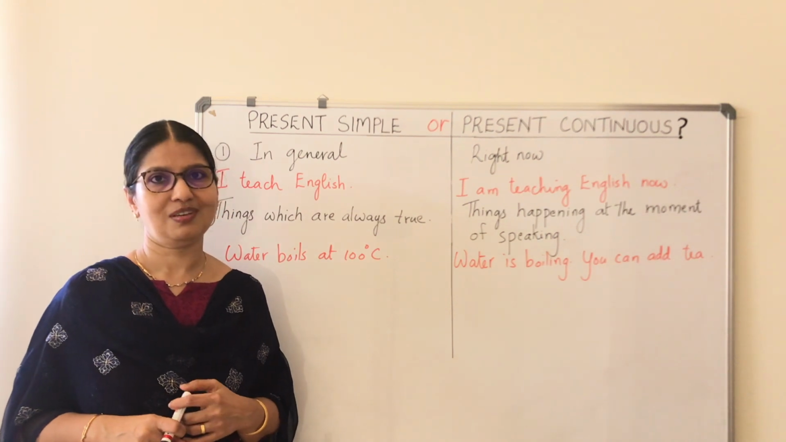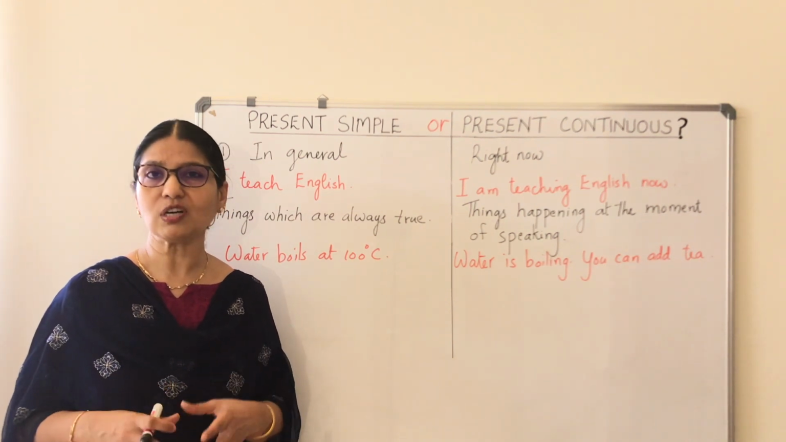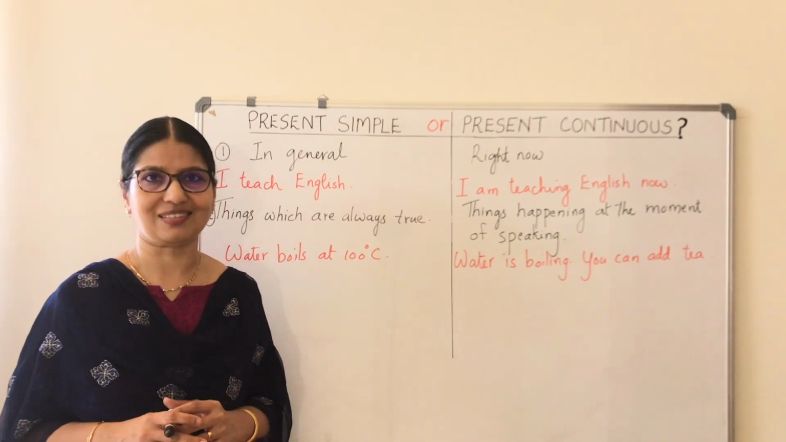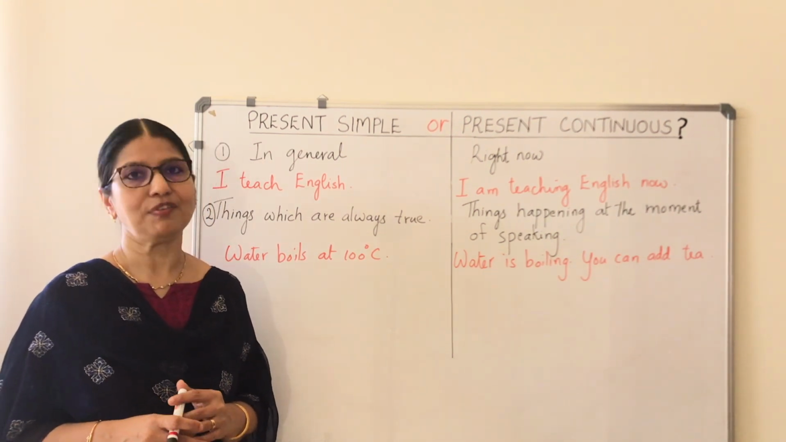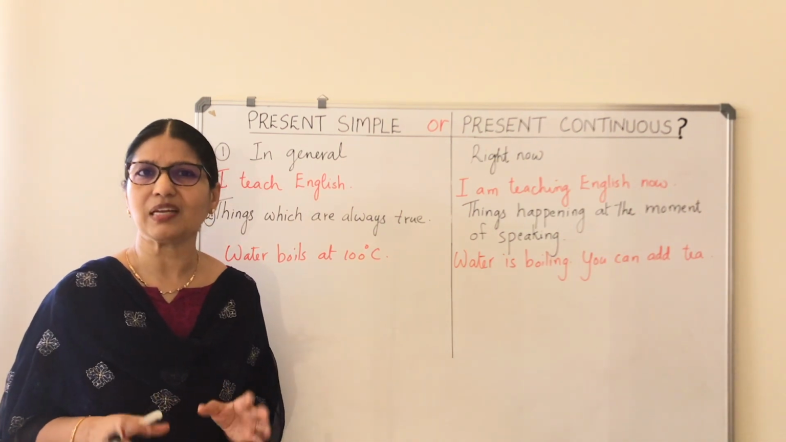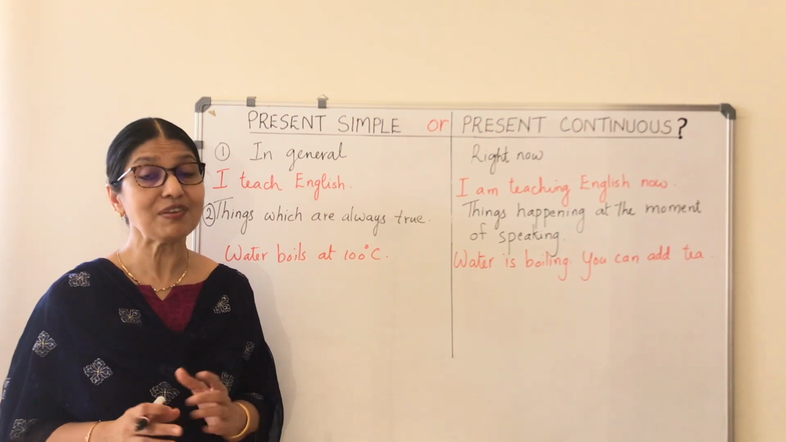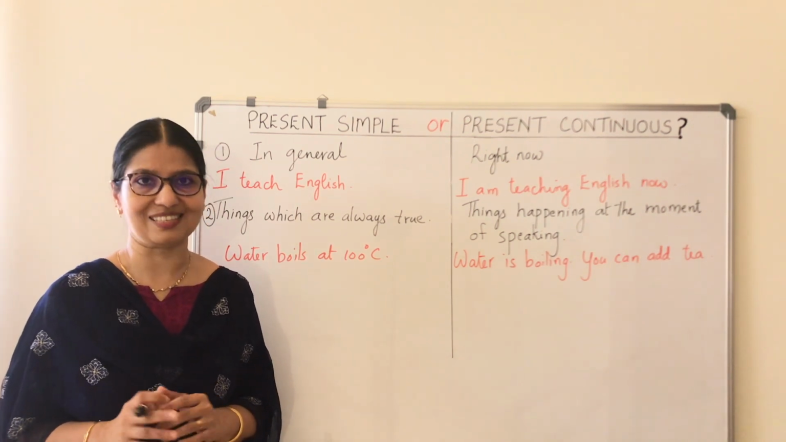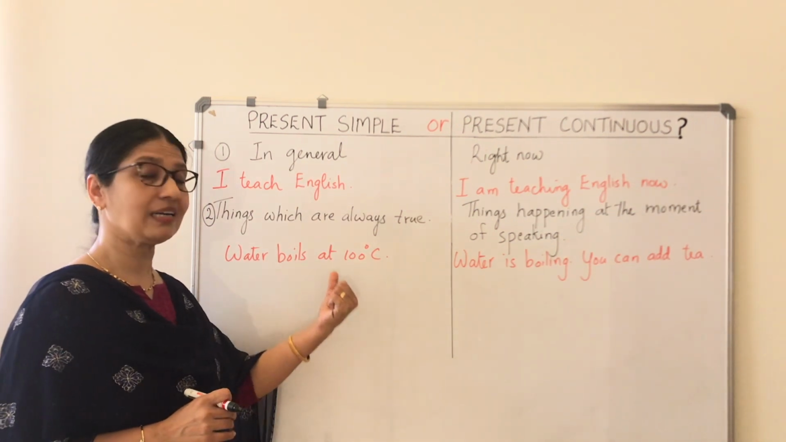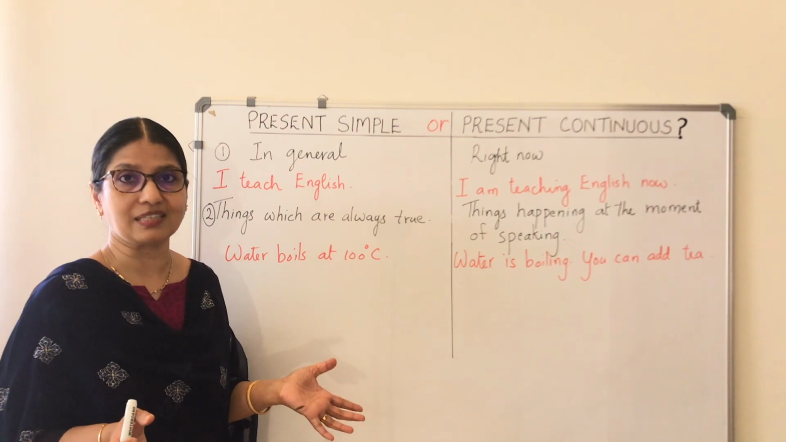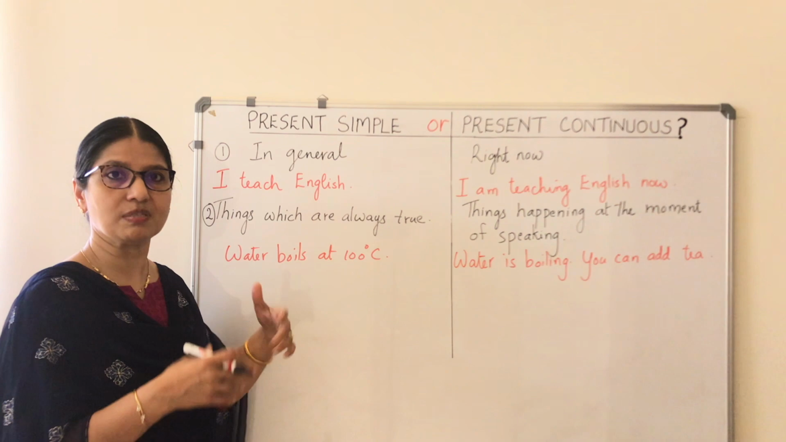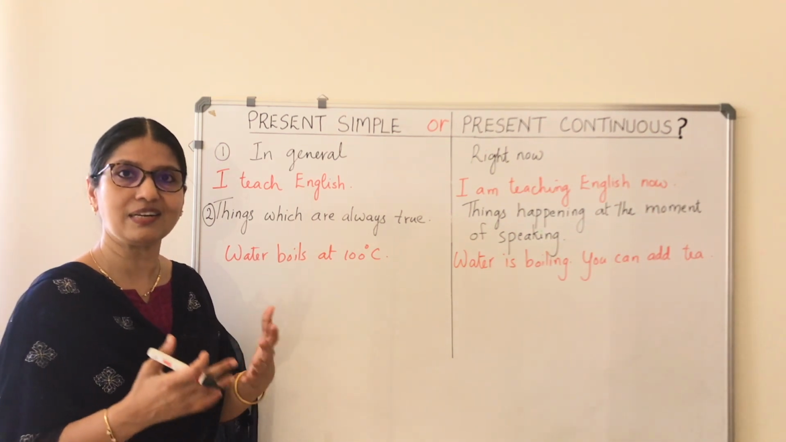Difference number 2. We use present simple tense to talk about something which is always true, something which is a scientific fact. On the other hand, we use present continuous tense to talk about something which is happening at the moment of speaking, even if it is a part of science. This example will make it clear for you. Water boils at 100 degrees Celsius. You know that you cannot change that. It's a part of science. So I use present simple tense. I don't say water is boiling at 100 degrees. Water boils at 100 degrees Celsius.